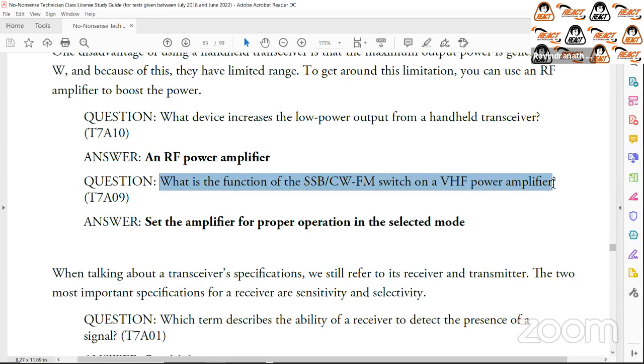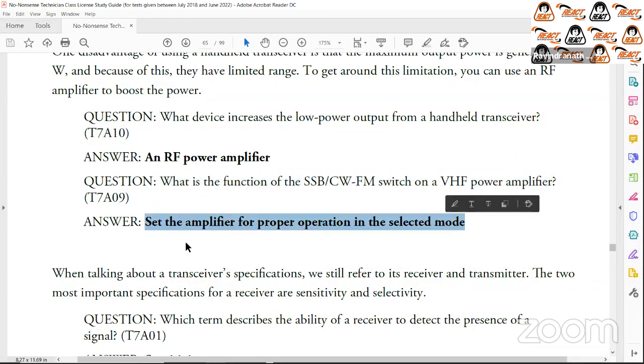Next question. What is the function of the SSB FM switch on a VHF power amplifier? Now, notice there's the CW inside of there. The one that we did look at just said SSB FM. So notice that that button could be called SSB/FM or SSB/CW FM. What is the function of that button on a VHF power amplifier? It sets the amplifier for proper operation in the selected mode.